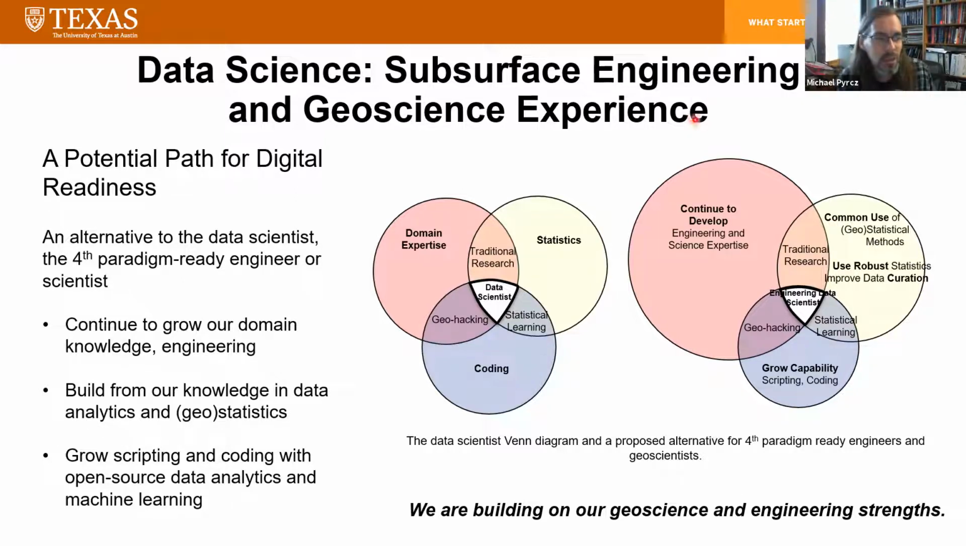What do I suggest? Well, I've been approached by many companies that talk to me about data scientists, and they show me this Venn diagram. I had meetings with Google and other tech companies, and they talk about domain expertise, statistics, and coding. That's what they're looking for as far as that employee who can be called a data scientist. What I say is that if we want geoscientists and engineering data scientists, we should continue to develop our expertise.